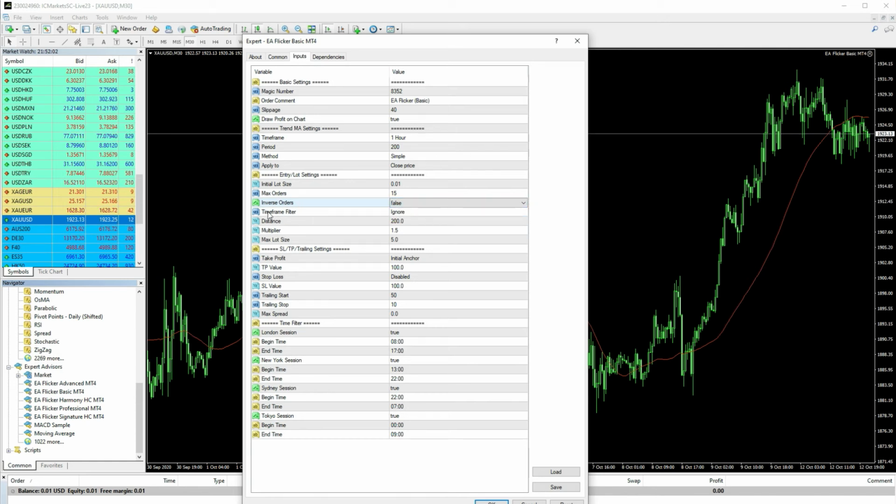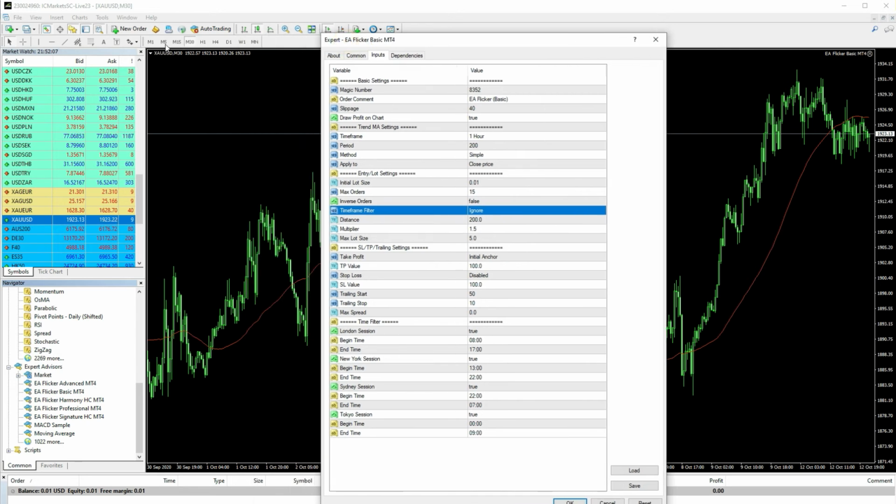Now time frame filter. Time frame filter would be this, the M1, M5, M15, M30 for that matter. How frequent the EA opens a position. I have made it an option here whereby it would either ignore or follow. So please double check on this. It should be on follow if you're new to trading. Because if this is set to ignore, it will not follow the chart time frame. You just keep on opening orders and you might just blow your account.